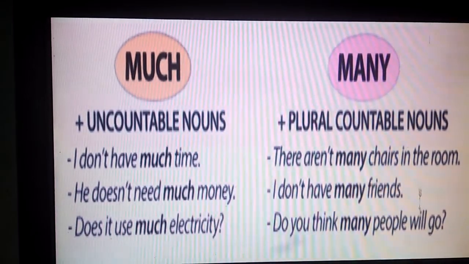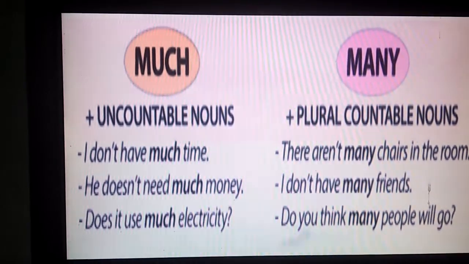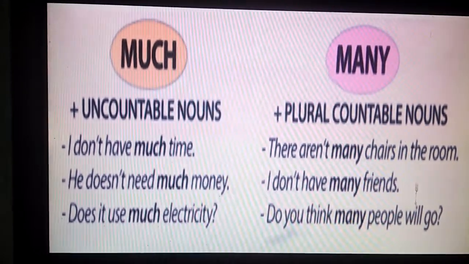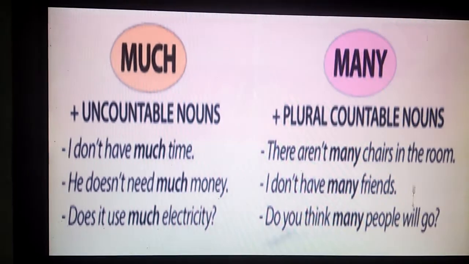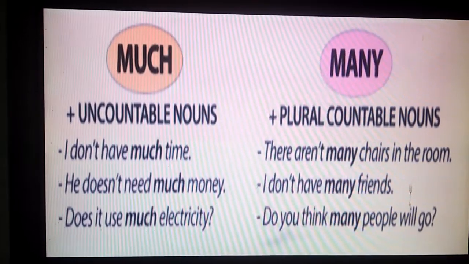Let's look at the examples of much and many. Much we use for uncountable nouns. I don't have much time, and time is an uncountable noun. He doesn't need much money. Does it use much electricity?